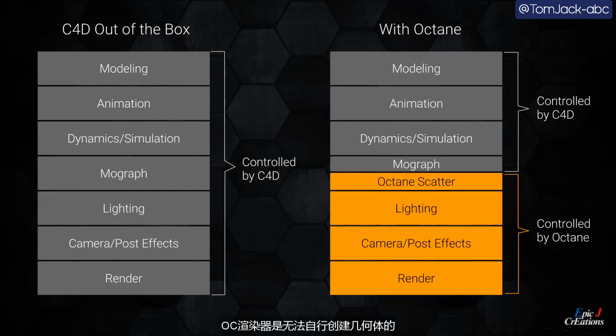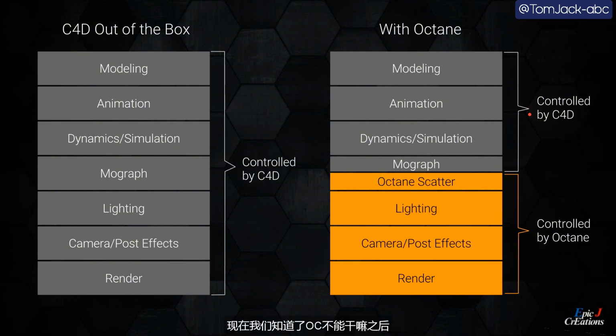Octane Render cannot create its own geometry. This means you have to create your geometry in a 3D application, like Cinema 4D, and then import that geometry into Octane. For example, here is Cinema 4D out of the box. You can do modeling, animation, dynamic simulation, MoGraph, lighting, camera post effects, and even rendering. With Octane, on the other hand, you can only do rendering, camera post effects, lighting, and Octane scatter. You cannot do MoGraph, dynamic simulation, animation, or modeling. That part is all handled by Cinema 4D.